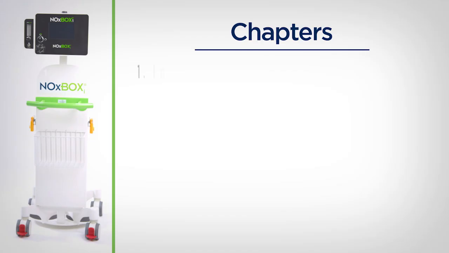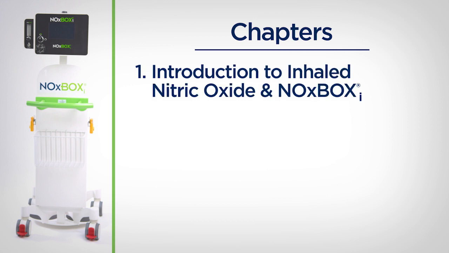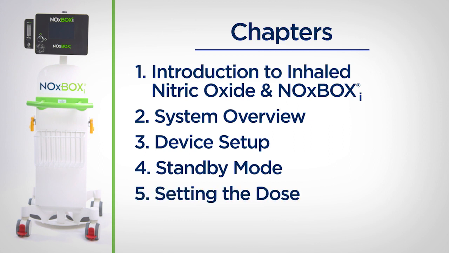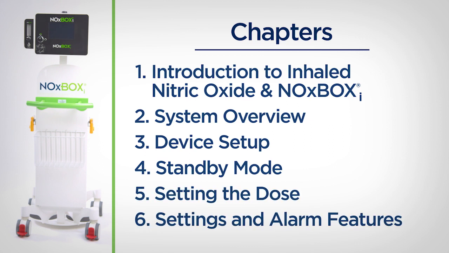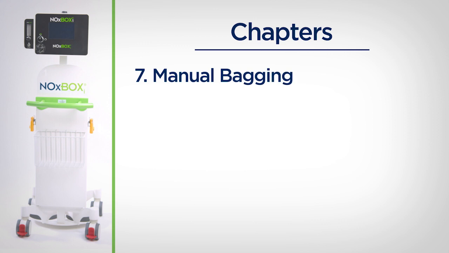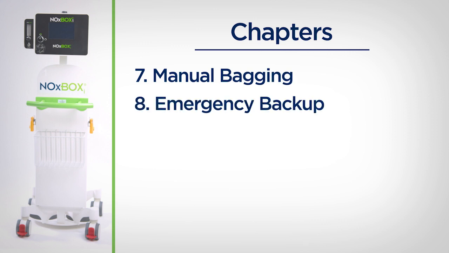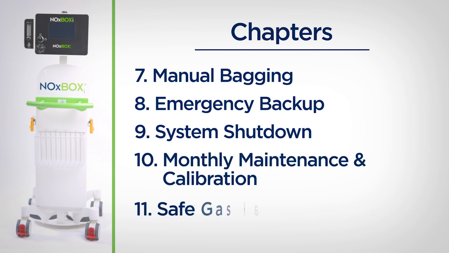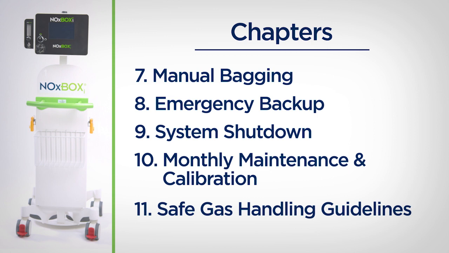Chapters include a brief introduction to inhaled nitric oxide therapy and the NOxBOXi device, a system overview, how to set up the NOxBOXi system, standby mode, how to set the dose, settings and alarm features, manual bagging procedures, emergency backup operation, how to safely shut down the system, monthly maintenance and calibration, and safe gas handling guidelines. Let's get started.